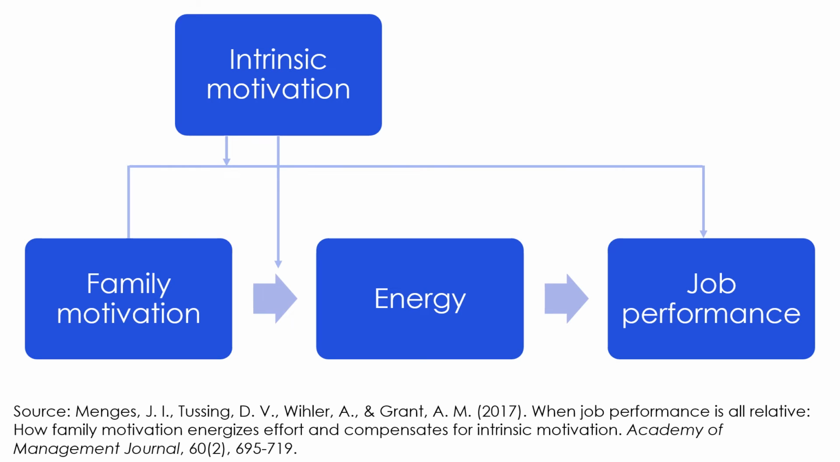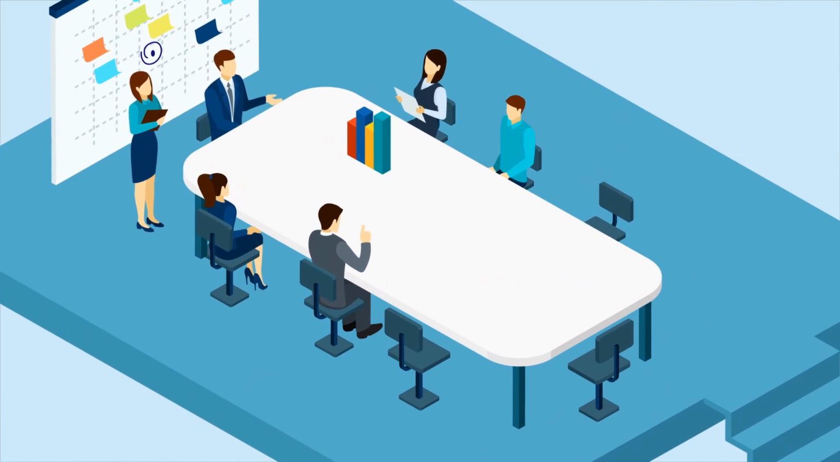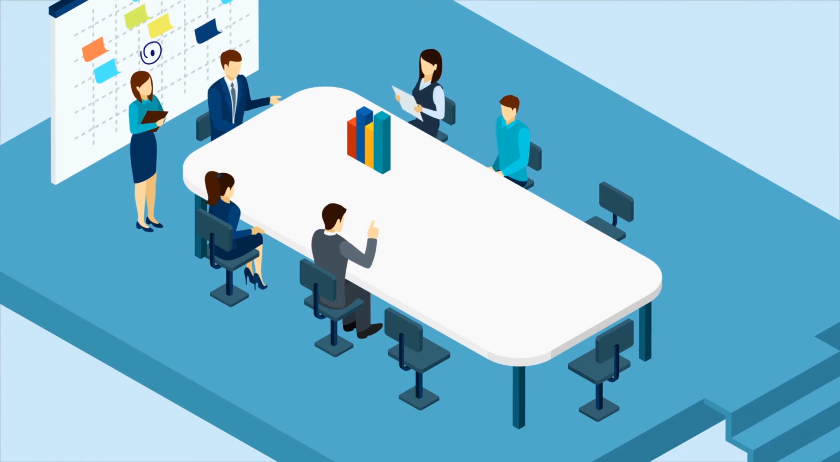The results suggest that family motivation enhanced job performance when intrinsic motivation was low, in part by providing energy, but not by reducing stress. Supporting a family can be a powerful source of motivation that can boost job performance in the workplace. How to apply the self-determination theory?